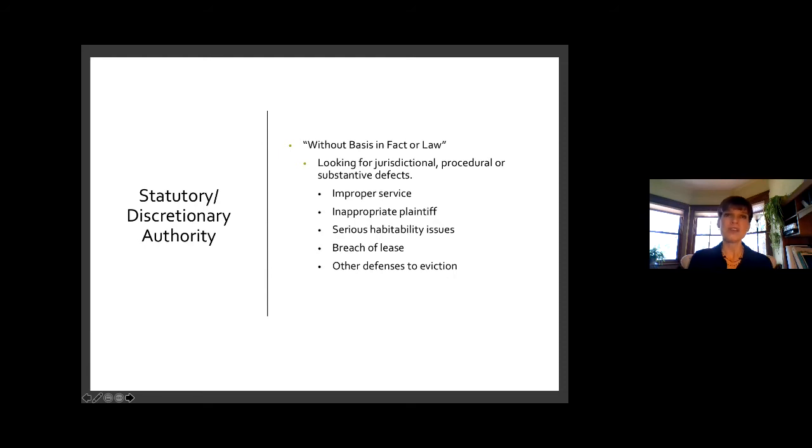Eviction expungement is a slightly different procedure, and it's at a slightly different time in the case. So what I've tried to do is narrow down those defenses that I think are the most effective defenses to raise at the eviction expungement level. Next slide, please.